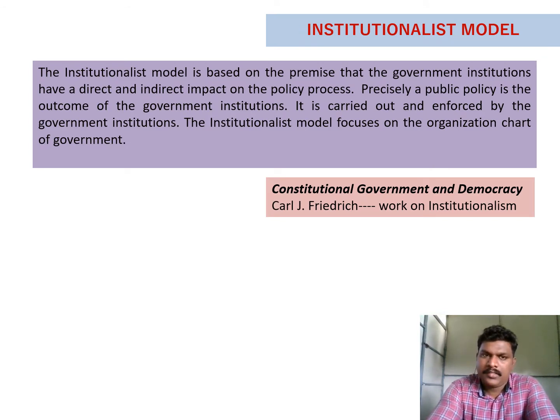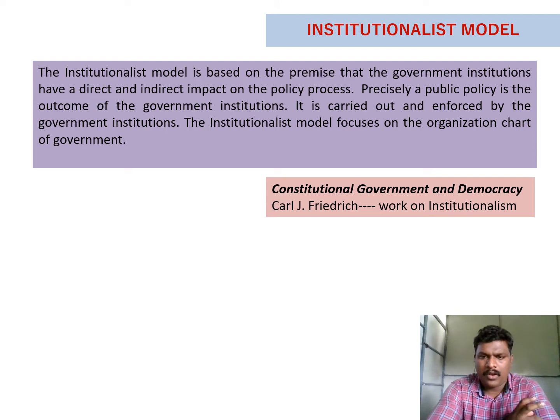The institutionalist model is based on the premise that government institutions have a direct and indirect impact on the policy process. Precisely, public policy is the outcome of the government institution. It is carried out and enforced by the government institutions. The institutionalist model focuses on the organization chart of government. It sees public policy as an outcome of government institutions.